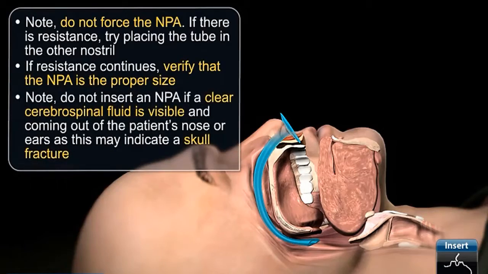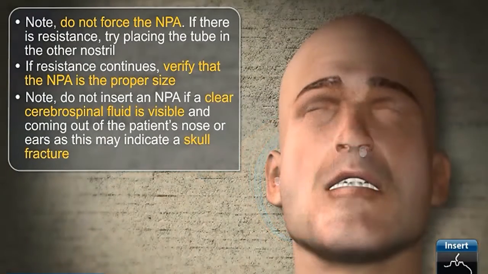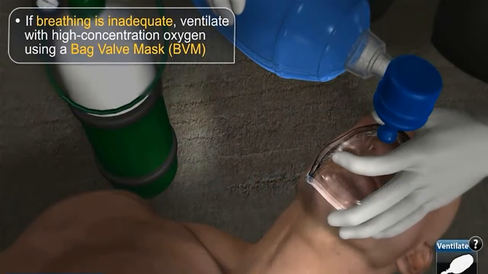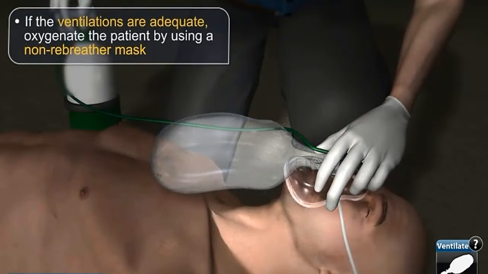Note, do not insert an NPA if a clear cerebrospinal fluid is visible and coming out of the patient's nose or ears, as this may indicate a skull fracture. Ventilate the patient if necessary. If breathing is inadequate, you may ventilate the patient with high concentration oxygen using a bag valve mask. If the ventilations are adequate, oxygenate the patient by using a non-rebreather mask.